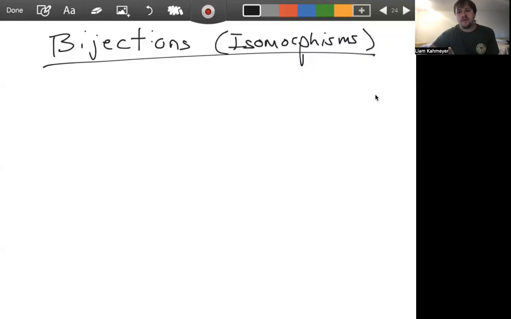So what do we have if we have a transformation that's both injective and surjective simultaneously? Well, that's a very special case and a very important type of transformation, which we call a bijection or an isomorphism in the context of vector spaces. So let's start with the definition.